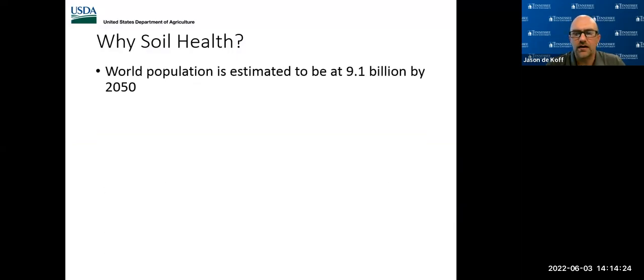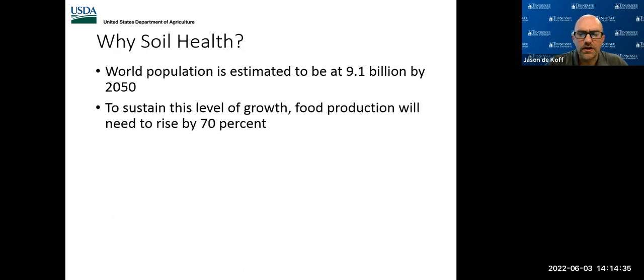First, we've got a growing population. We know that anywhere between 9 and 10 billion people are expected around the middle of the century. And so, what we need to do is increase our food production by 70% in order to be able to feed all of the people that are in the world.